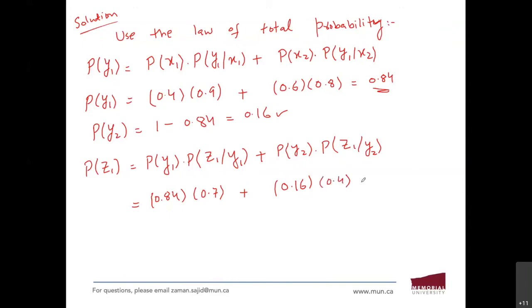Once you solve it, you will get 0.652. This is one state of Z, which is Z1. For the other state of Z, which is Z2, that should be equal to 1 minus 0.652, which is 0.348.